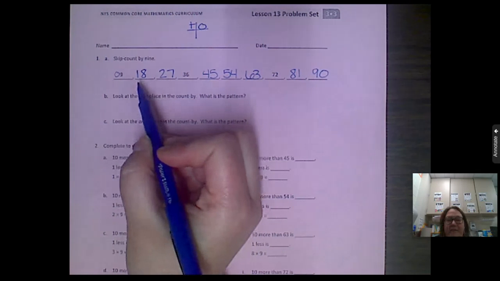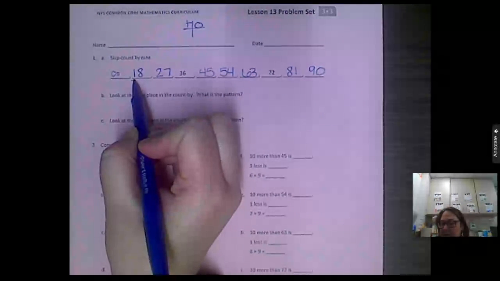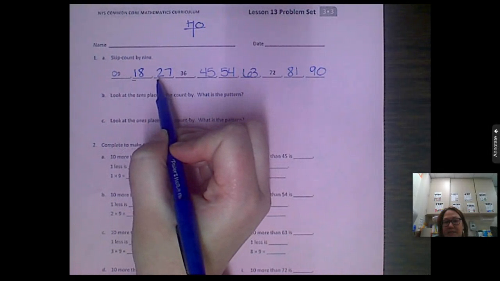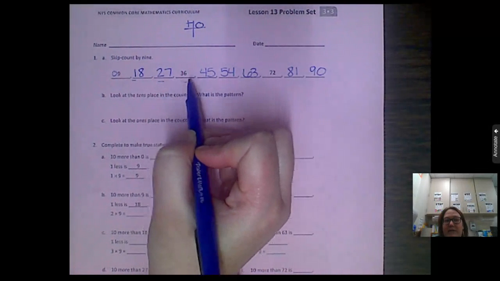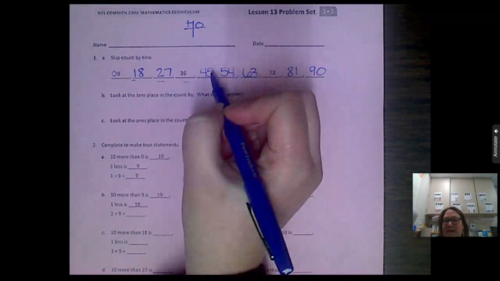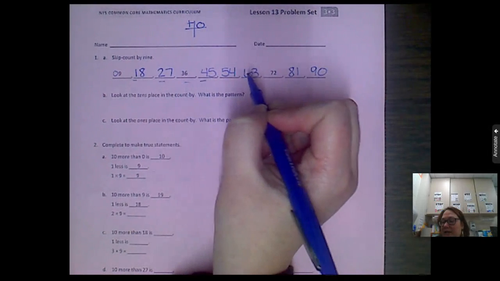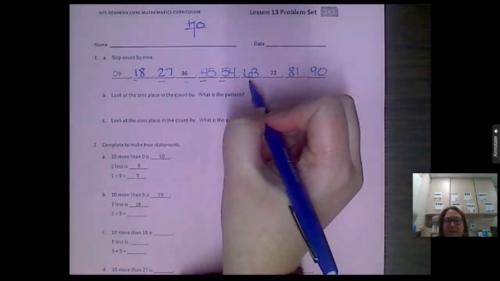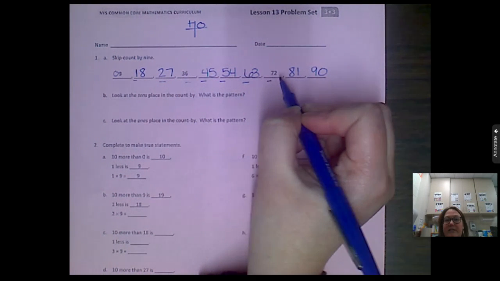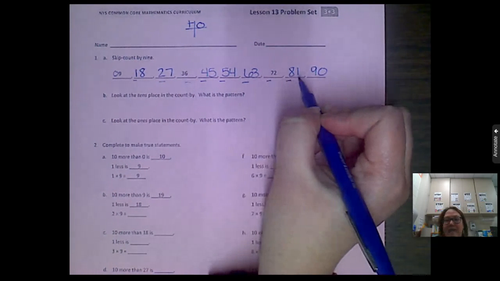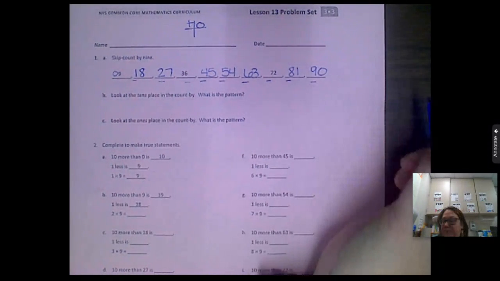In the 18, which number's in the tens place? The 1. In 27, what's in the tens place? The 2. 36, what's in the tens? 3. Kind of go along and put a little line under the number in the tens place. And 45, the 4 is in the tens. And 54, the 5 is in the tens. And 63, the 6 is in the tens. 72, the 7 is in the tens. 81, the 8 is in the tens. And 90, the 9 is in the tens place.